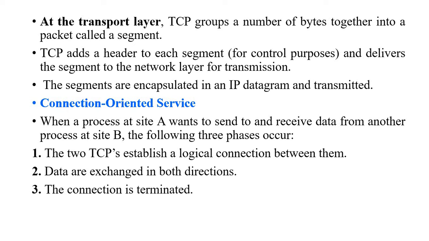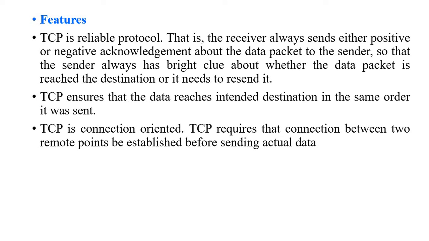For the connection oriented service, when a process at site A wants to send data to another site, that is B, three phases of functionality will be engaged. One is that two TCPs establish a logical connection between them, and the data are exchanged in both directions. And finally, the connection will be terminated. That is, once the communication is over, the connection will be terminated.